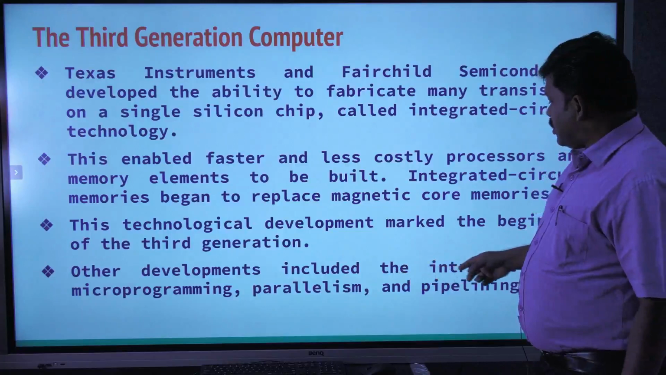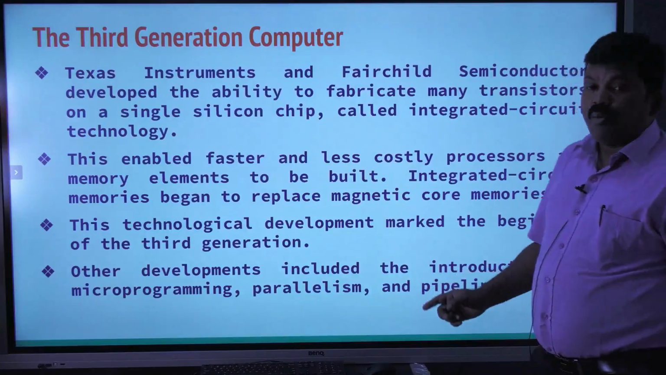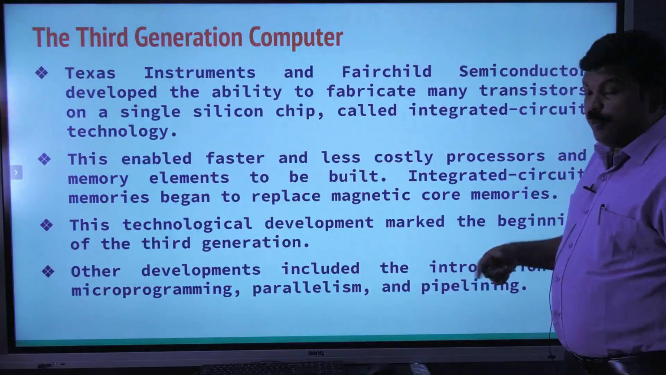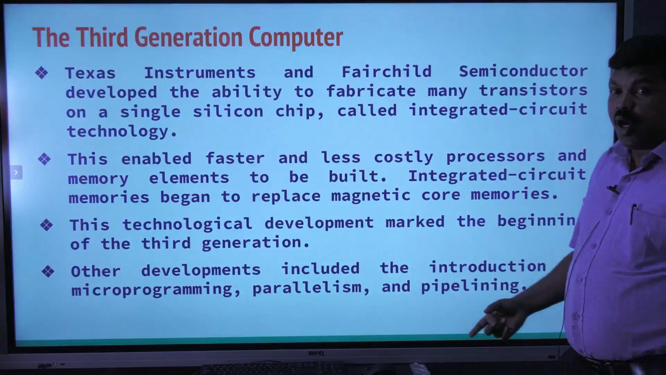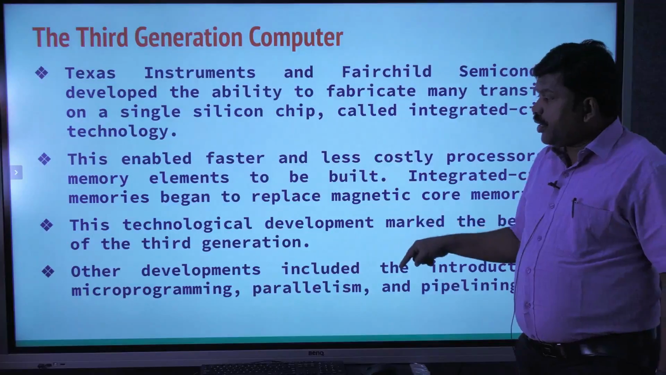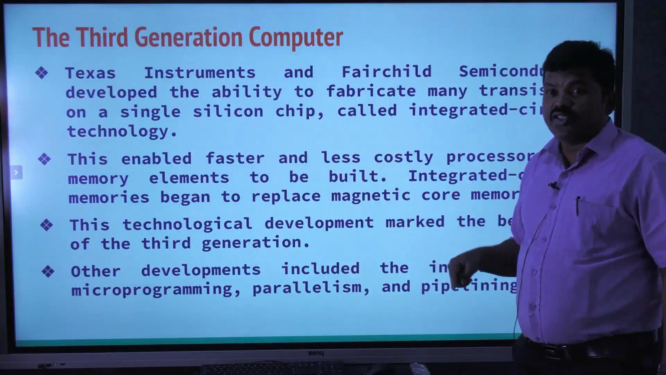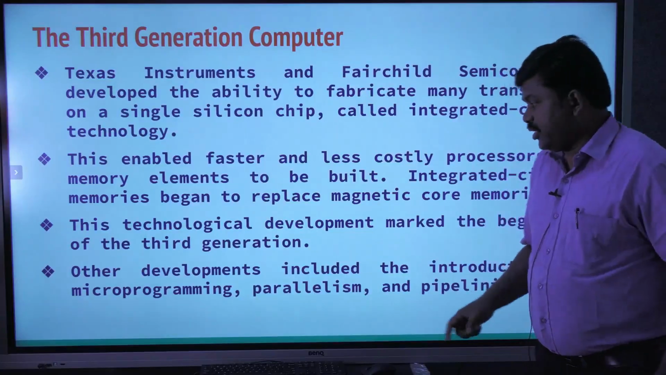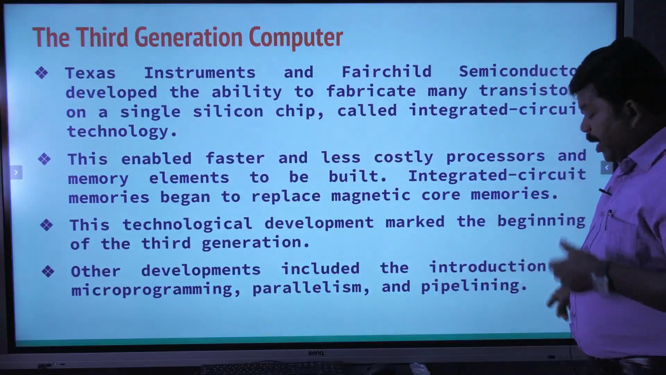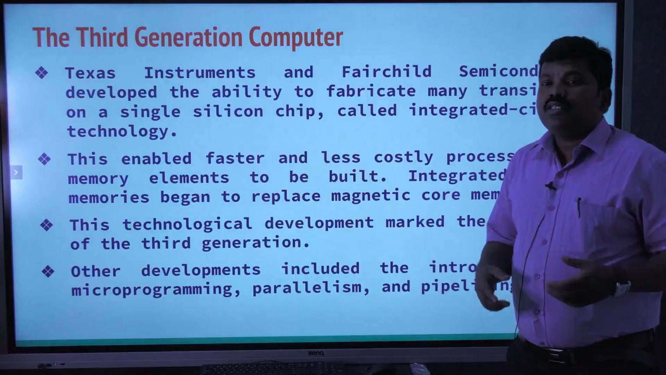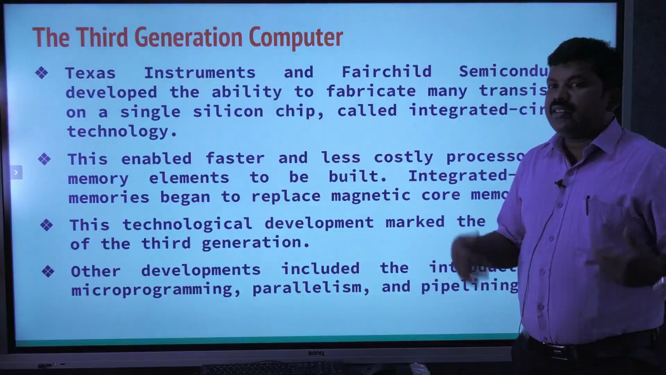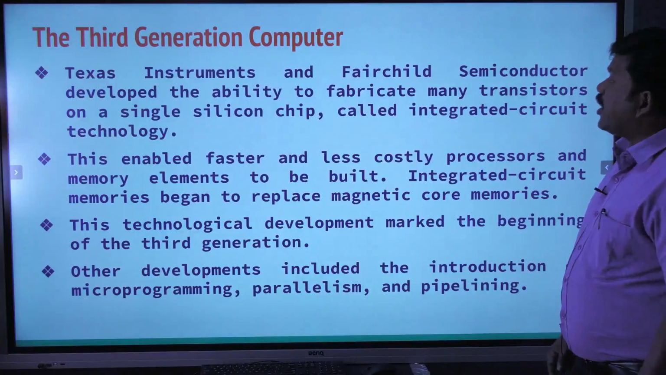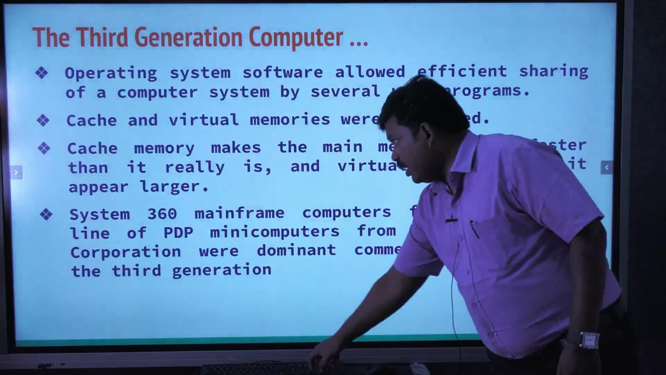Other developments included the introduction of microprogramming, micro instruction execution, and the parallelism and pipelining concepts, which were introduced during the third generation computers in order to increase the execution speed of the computers. Parallelism and pipelining support the system in increasing the speed, with the help of microprogramming concepts.